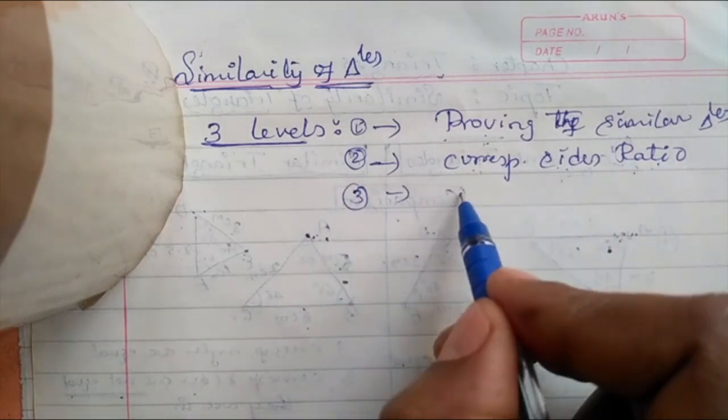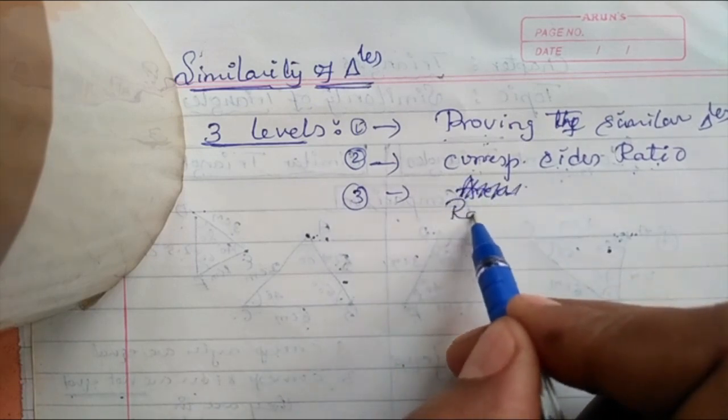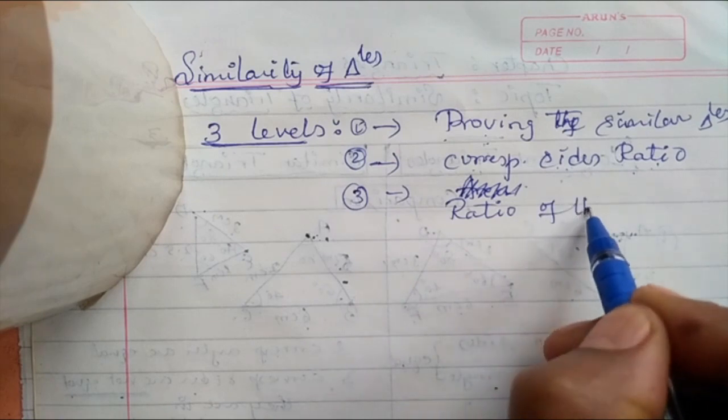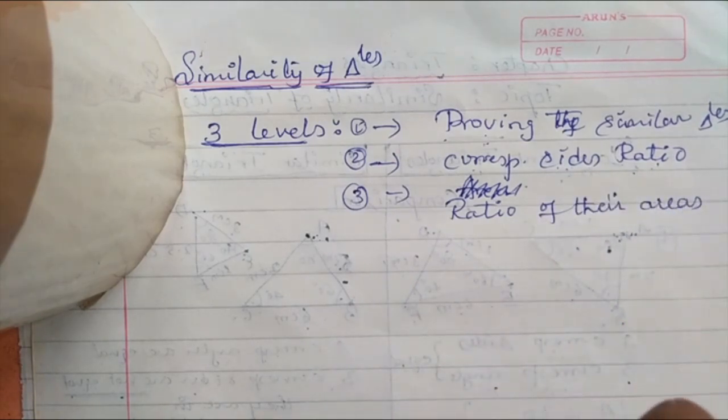The third level is ratio of their areas. In a congruent triangle, two triangles are obviously equal in sides, equal in angles. Therefore, they are congruent. When two triangles are congruent, definitely their areas are also equal. Three sides are equal, three angles are equal. So they are equal in size. So therefore, their areas are also equal.